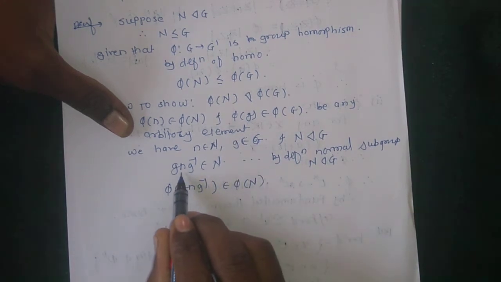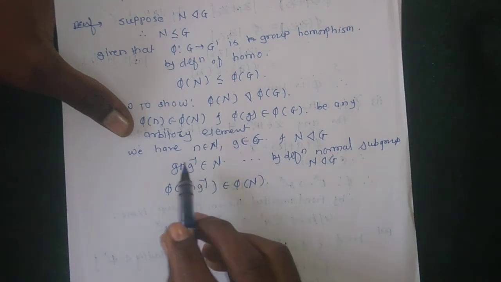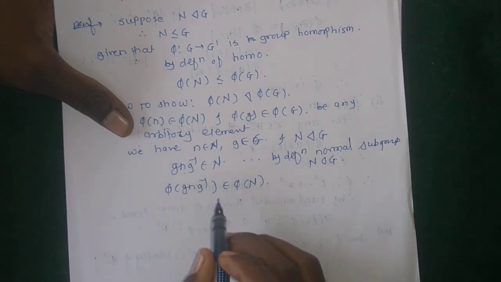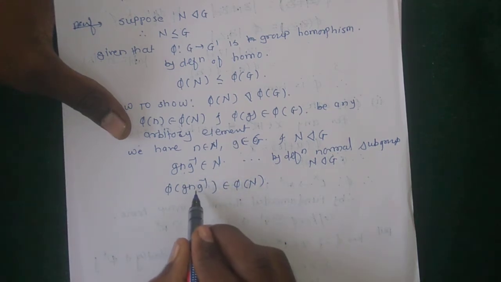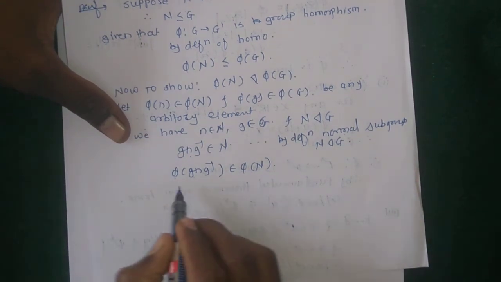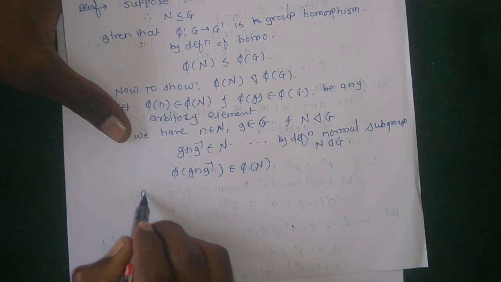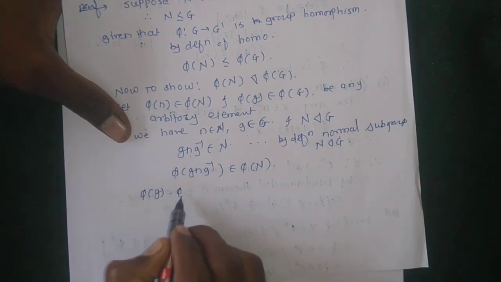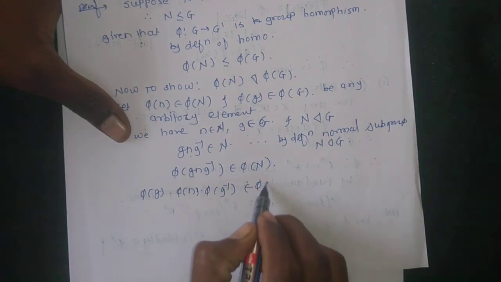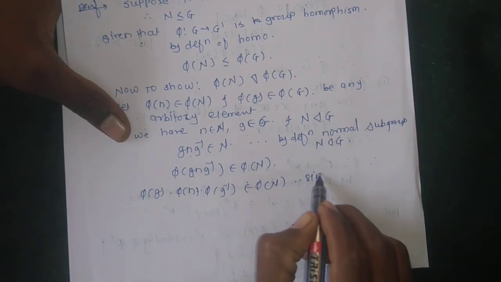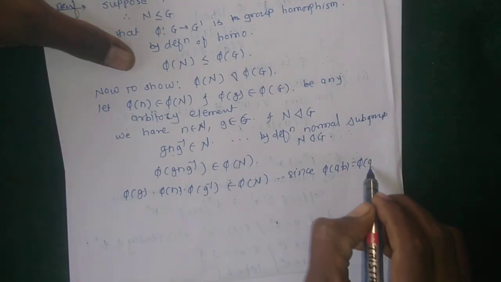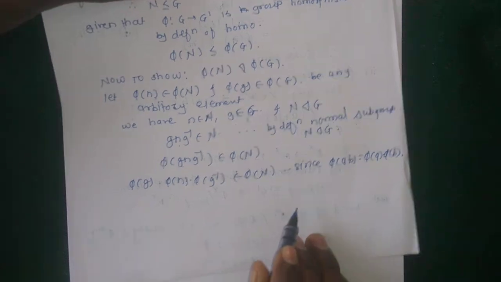Because g and g inverse belong to N, their images also belong to the image set of N. So phi of g and phi of g inverse belong to phi of N. Since phi is a homomorphism, using the homomorphism condition, it can be written in the form phi of g times phi of n times phi of g inverse, which also belongs to phi of N, since phi of ab is equal to phi of a times phi of b.